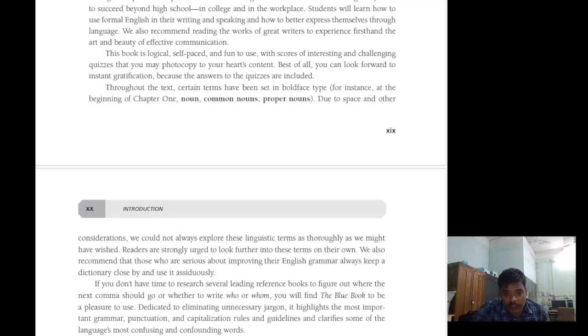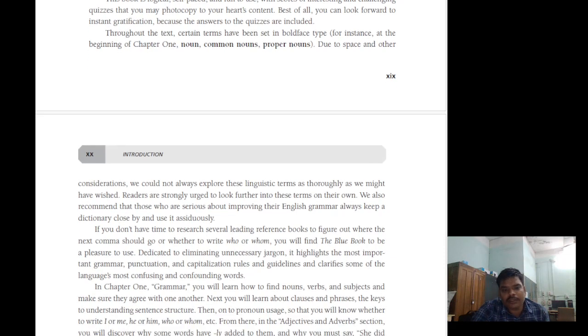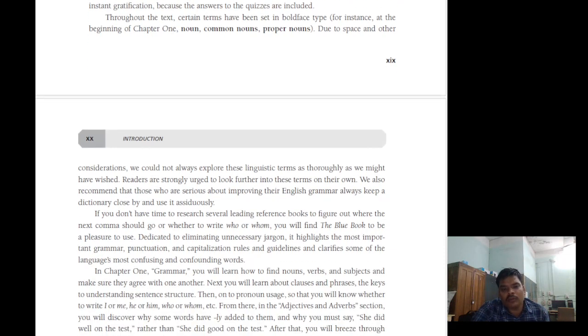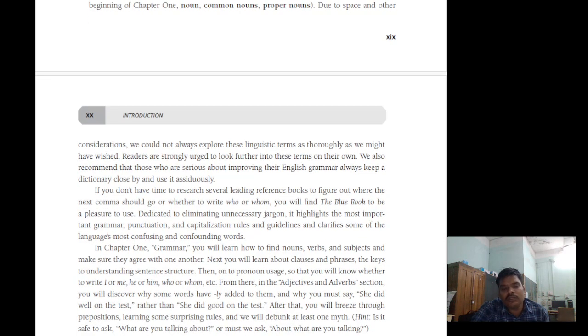We also recommend that those who are serious about improving their English grammar always keep a dictionary close by and use it assiduously. If you don't have time to research several leading reference books to figure out where the next comma should go or whether to write who or whom, you will find the Blue Book to be a pleasure to use.